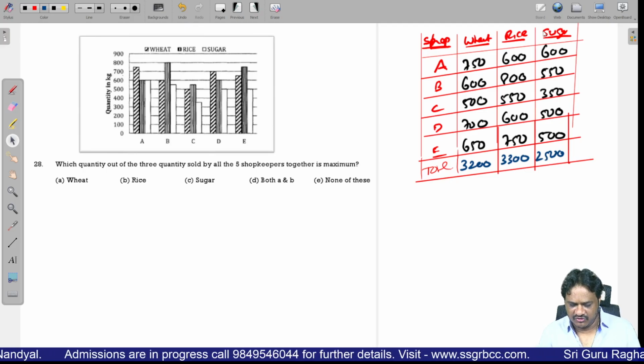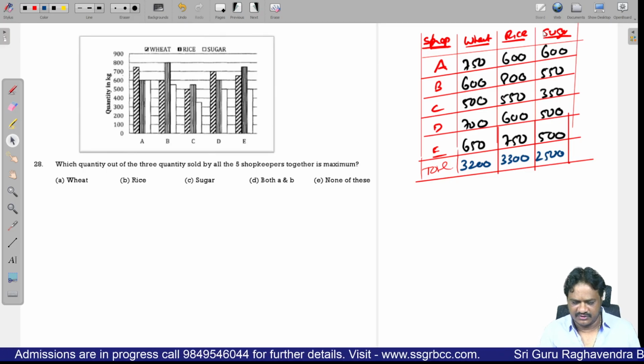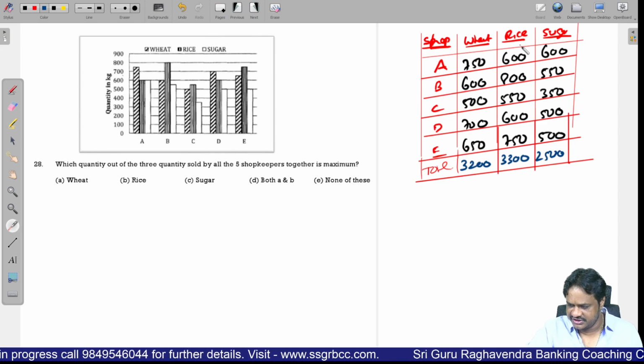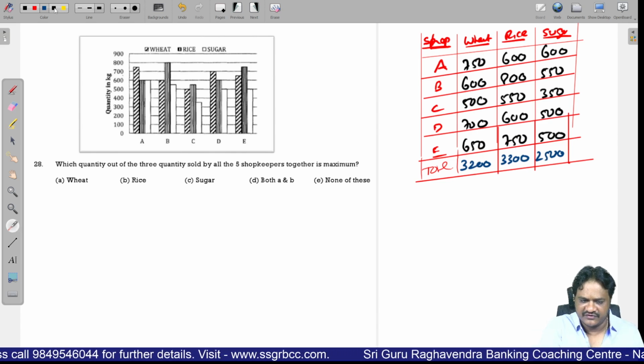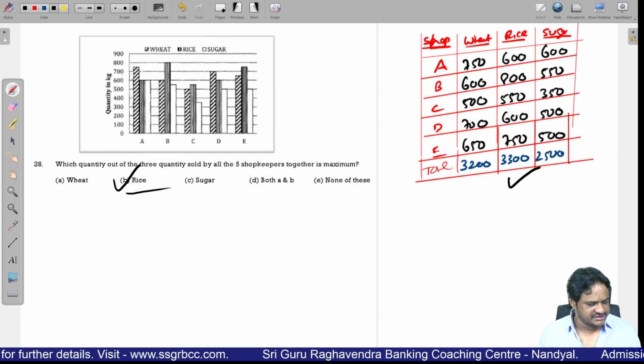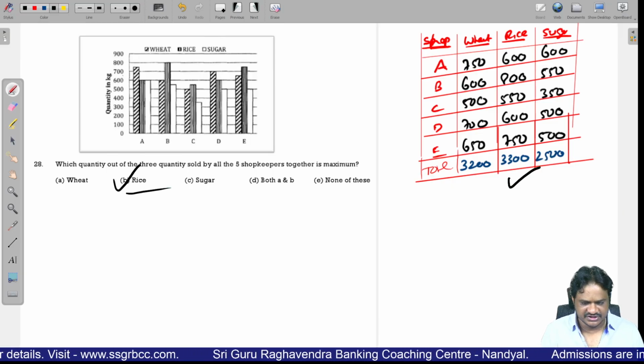Which quantity out of the 3 sold by 5 shopkeepers is maximum? So already you have written the value in this, which is maximum. So definitely by observation you can tell it is rice. Rice is maximum. That is by observation.